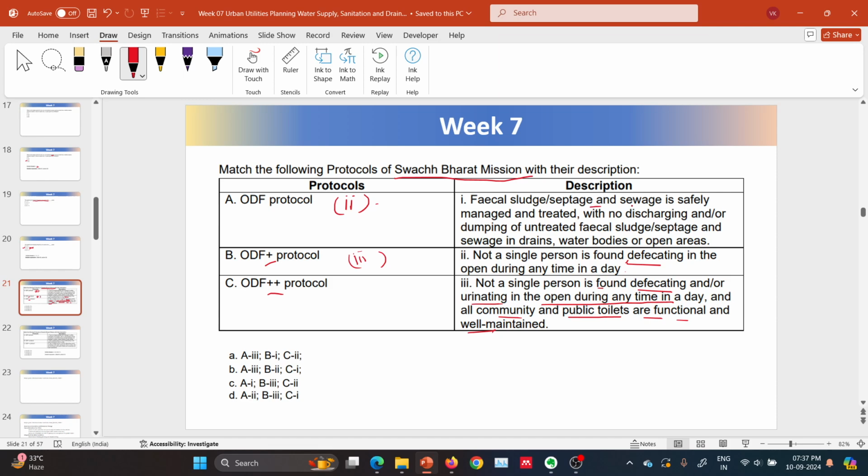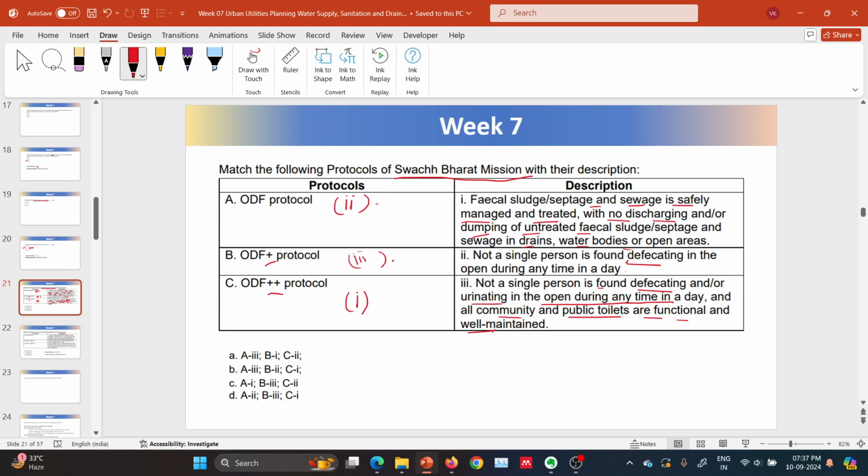Fecal sludge, septage, and sewage is safely managed and treated with no discharge or dumping of untreated fecal sludge and sewage in drains, water bodies, and open areas. This was the first. In the first, they talked only about open defecation, not about urinating.